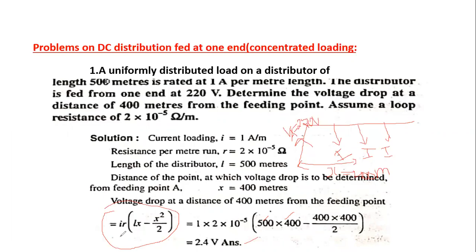This is the formula for the voltage drop at a distance of 400 meters from the feeding point, that is IR into (Lx minus x square by 2). Understood? Next, coming to the second problem.